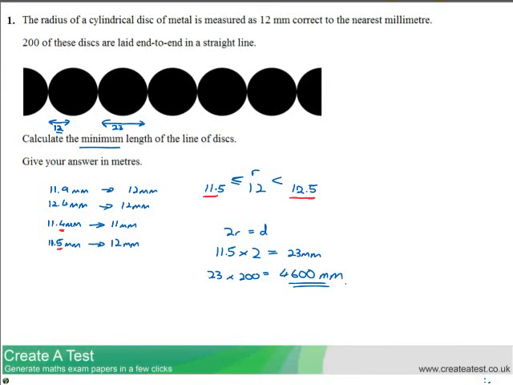That's the minimum length. Now, if we used 12.5 to find the maximum, the calculation would have been exactly the same. We would have taken 12.5, where this 11.5 is here. We'd have timesed by 2, and then timesed by 200, and we would have just got a higher or upper bound for the possible length of all these discs put together.